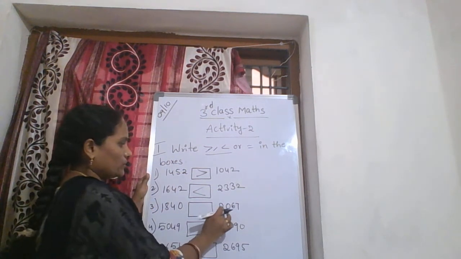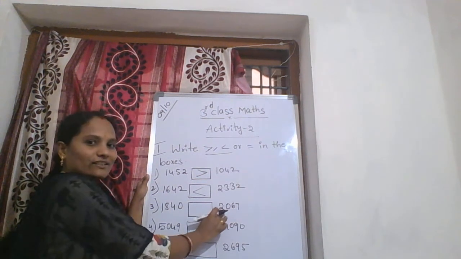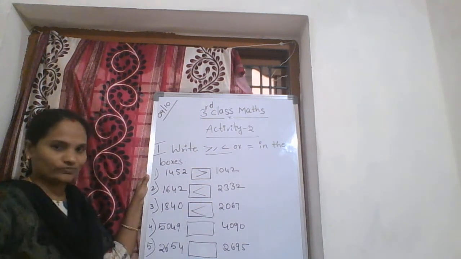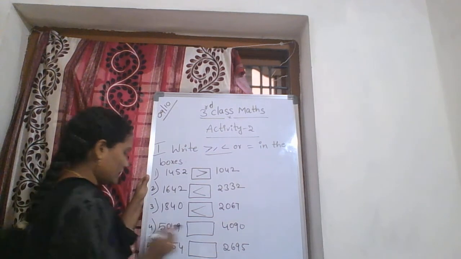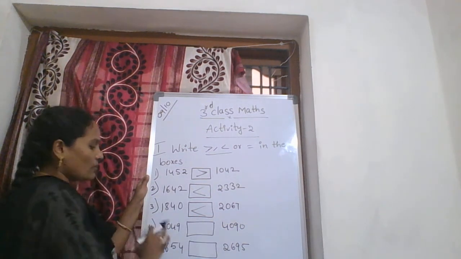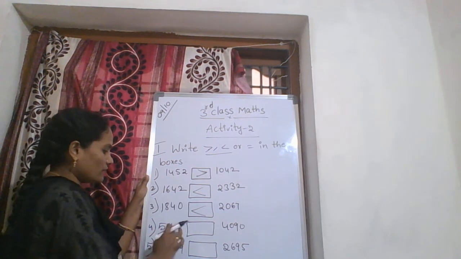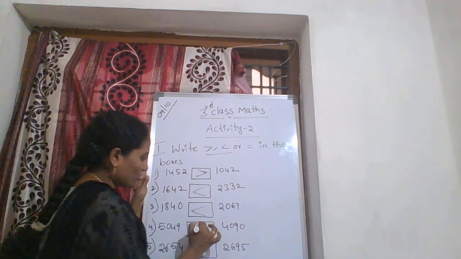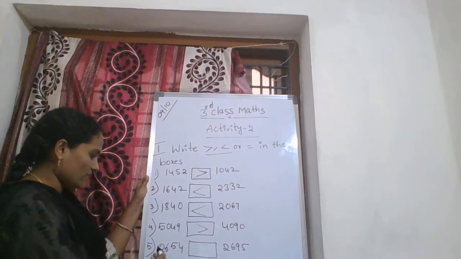Okay, now next, 1840 and 2067. Here 1, here 2. 2 is the big one. So this number is the big number. Here putting less than also. Next one, 5049 and 4090. Here 5, here 4. Comparing this 1000s place value, 5 is the big one. So this number, 5049, is the big number. So here putting which one? Greater than.